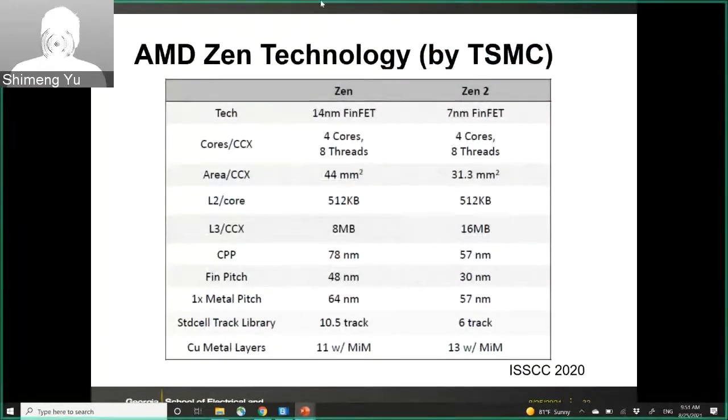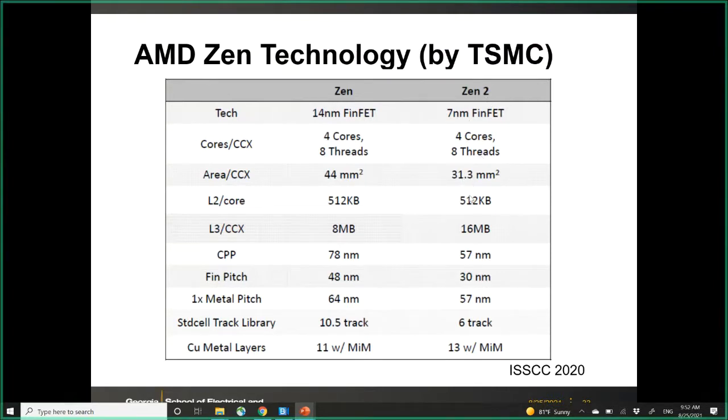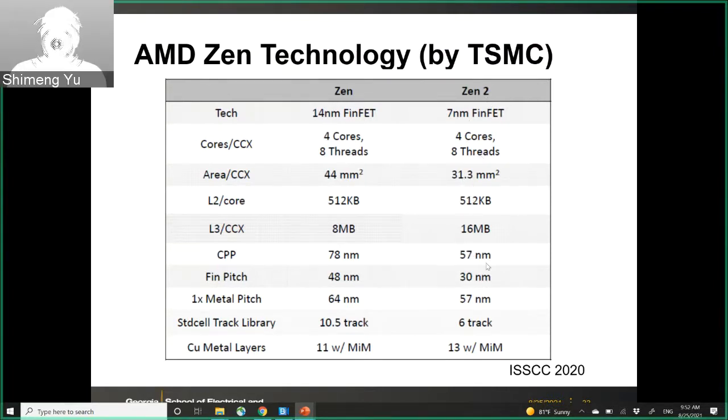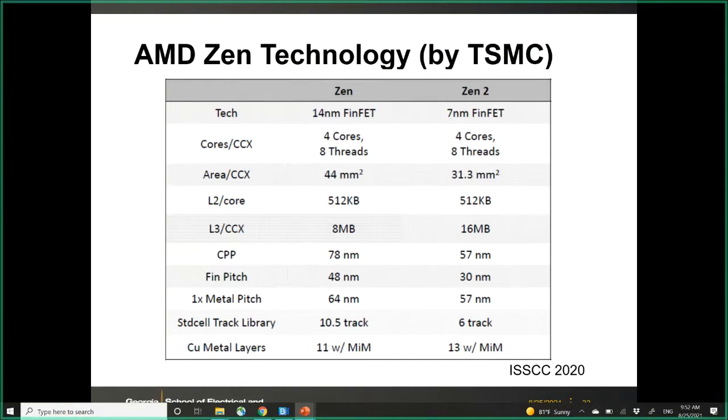Here is a summary of this AMD Zen technology by TSMC. So this Zen 2 is the second generation. I believe they are working on Zen 3 these days with the 5nm process. But for this Zen 2, you see that this is the information. And here it also discloses some of the technology parameters. We will talk about that in more detail later today. Like what is CPP, fin pitch, M1 pitch, the number of metal tracks per standard cell library, and how many layers of metal wires. So in this case, it's 13 metals. So any questions here?